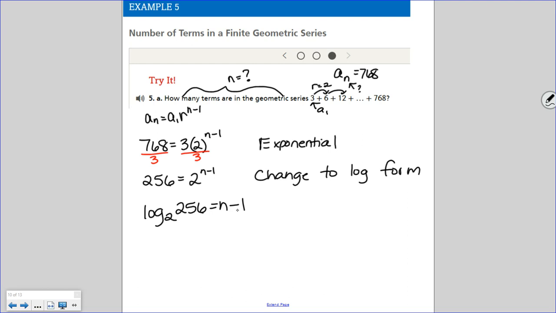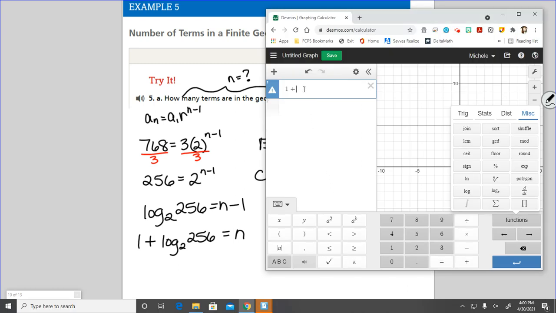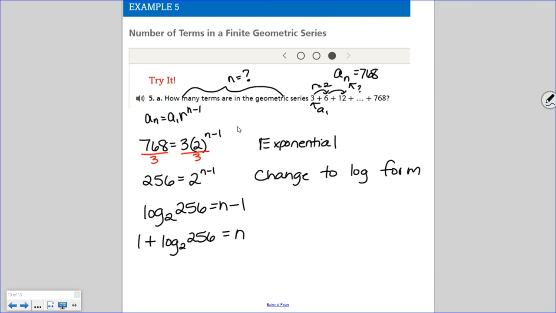Then all I have to do is add 1 to both sides, but make sure you're not adding to the 256, add it to the front, because you have to take the log base 2 of 256 before you can add it to 1. So 1 plus log base 2 of 256 equals n. Then I'll grab my calculator, I'll type that in, and I'll have how many terms there are. So 1 plus log base 2 of 256. I get 9. There are 9 terms.